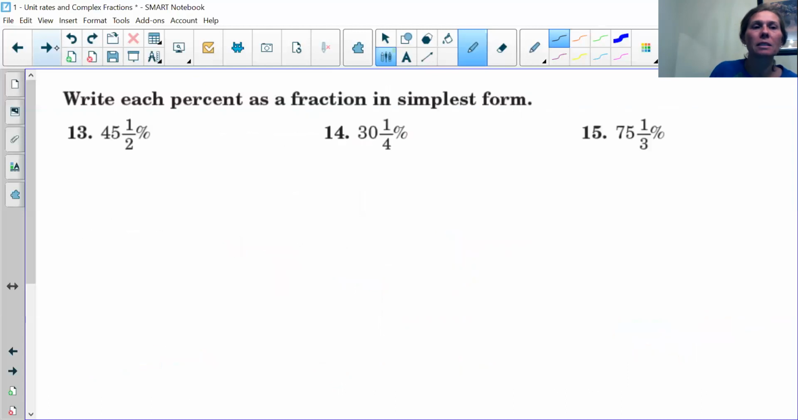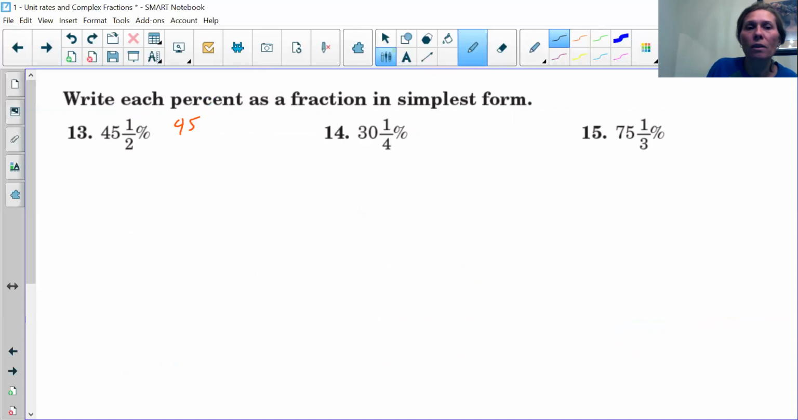All right, last section. Write each percent as a fraction in simplest form. All right, but Miss Cassie, there aren't any fractions. No, baby. Yes, there is a fraction, but that's a percent. I have to get rid of the percent sign. That was my issue when I was growing up. I went, oh, it's a fraction, we're done. No, you have to get rid of the percent sign. So how do you write this as a fraction?